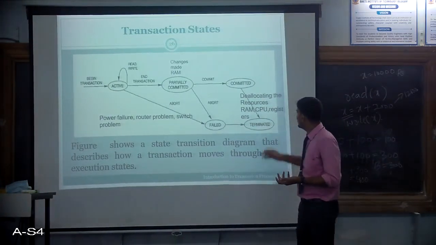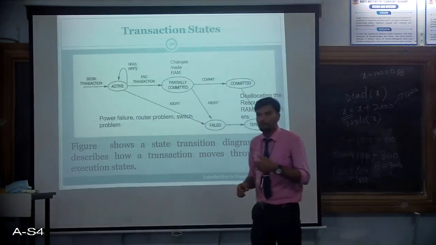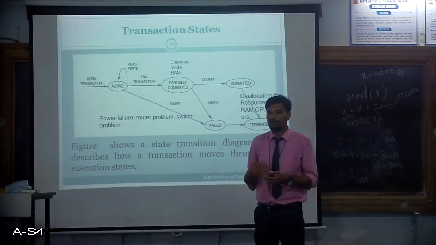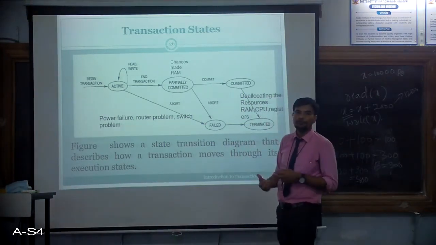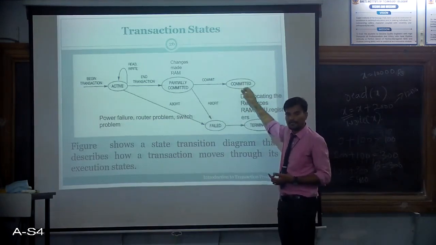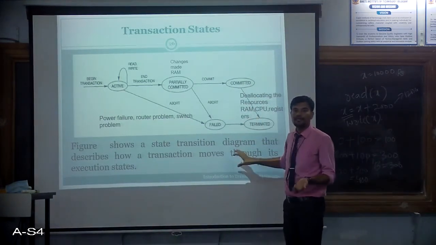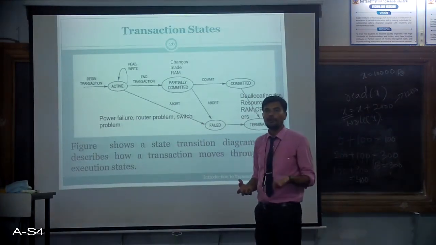The terminated state is deallocating resources like RAM, CPU and registers. When you are performing a transaction, you are using some resources like RAM, CPU and registers. Once you have completed and committed the transaction, next is termination, which is nothing but deallocating all the resources you have used.